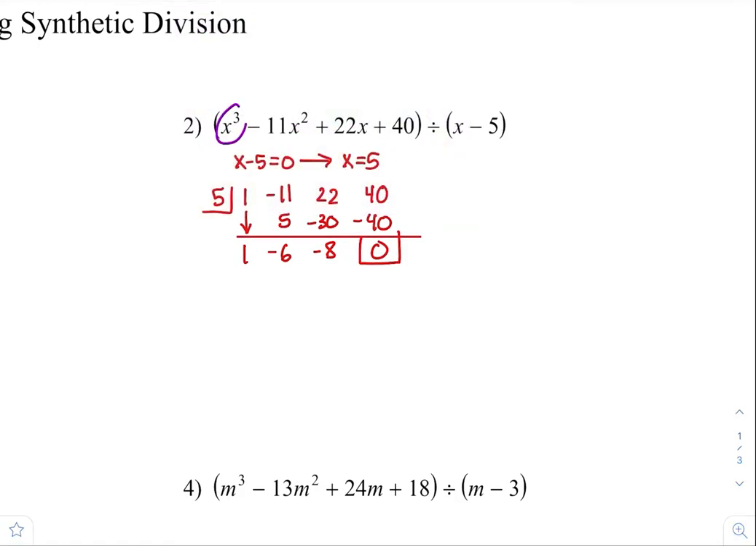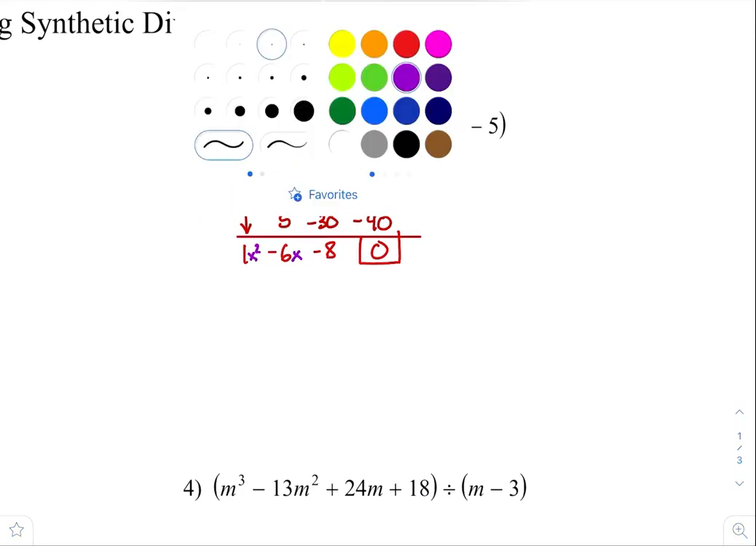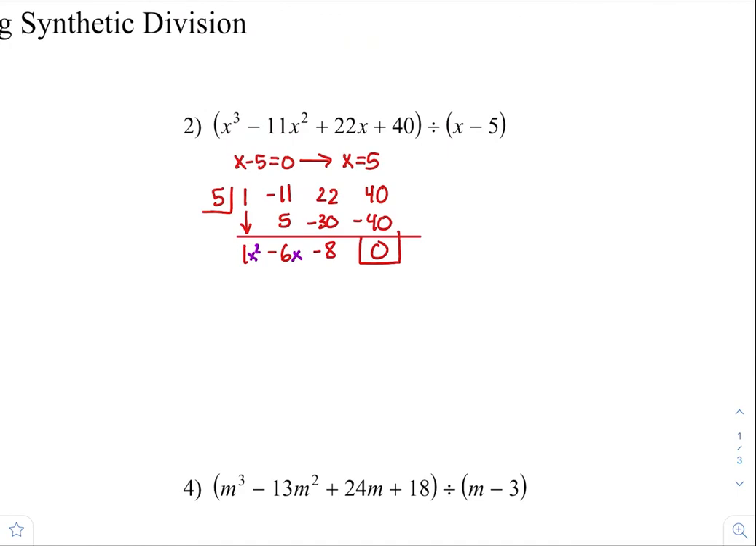Now, this had a degree of x to the third, which means this one's going to be x to the second, this one's going to be x to the first, and that one's just x to the 0, which is just 1, so just negative 8. So your final answer is x to the second minus 6x minus 8.